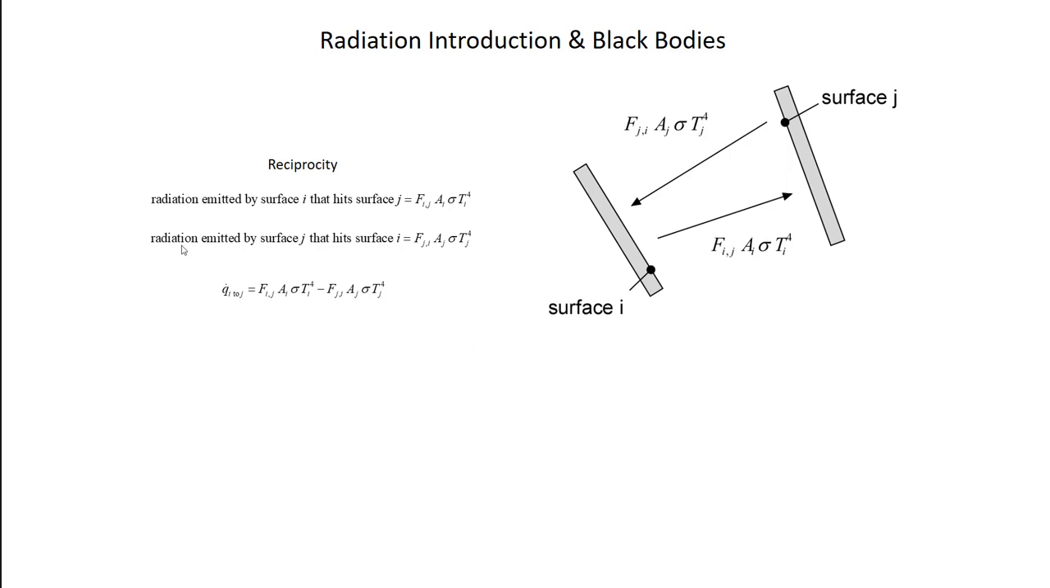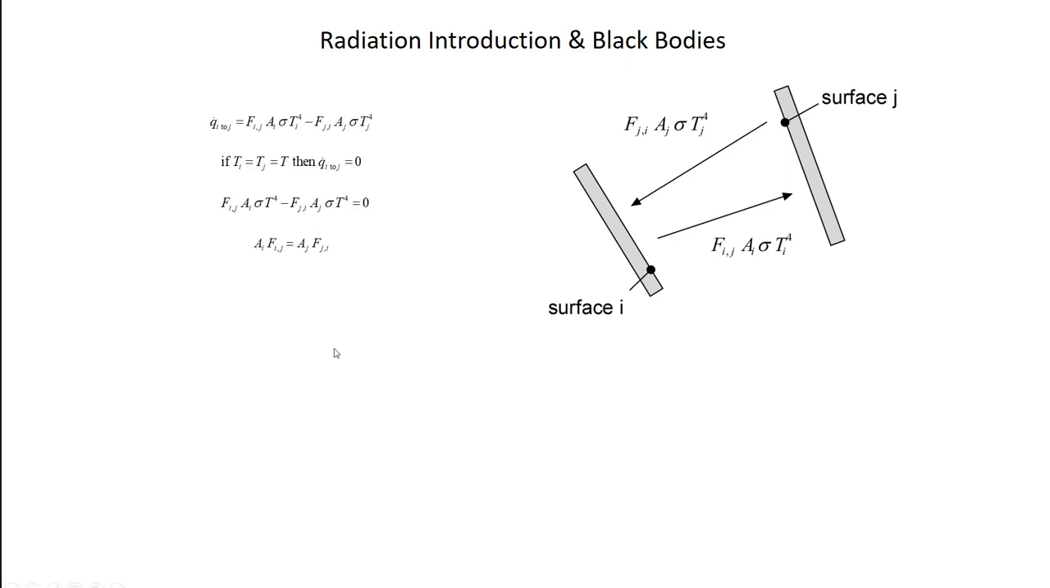So we'll come back to this equation in just a little bit. But first I want to actually use this equation to derive this thing called reciprocity. And the way you do that is you imagine the situation where surface I and surface J are at the same temperature. So Ti and Tj are both at some temperature, and that temperature is the same.